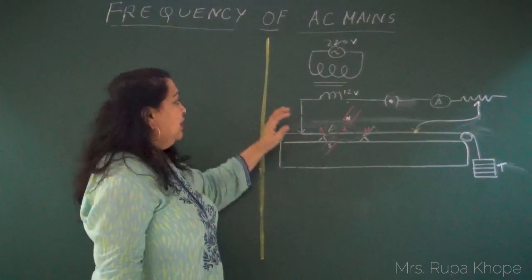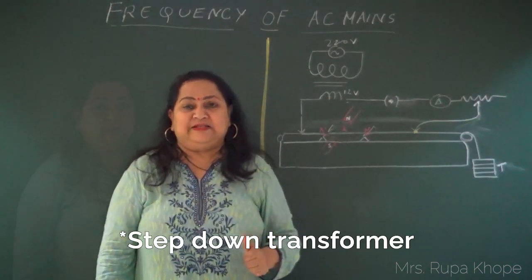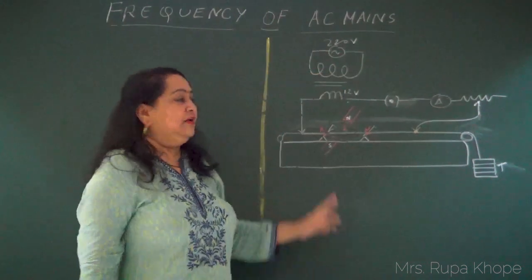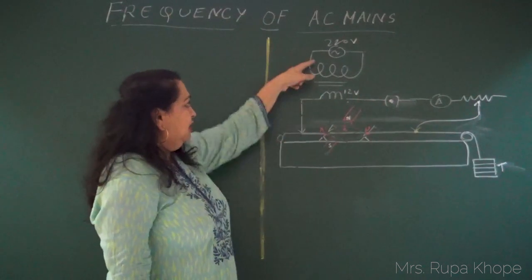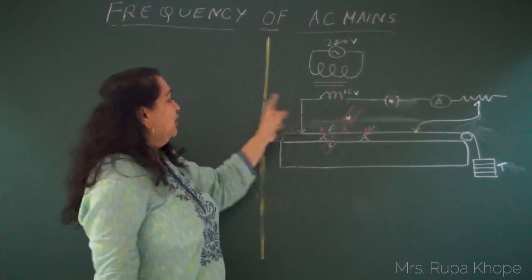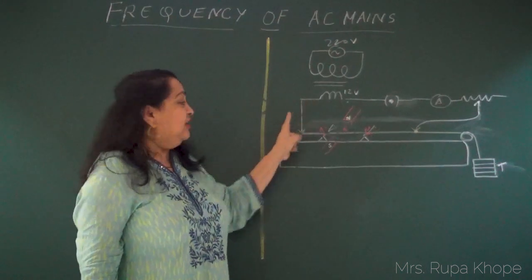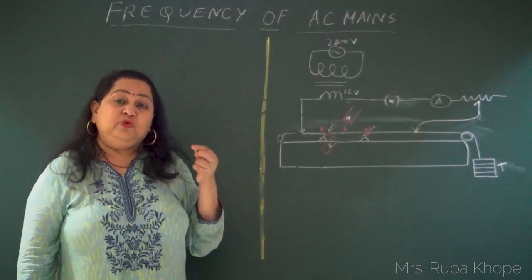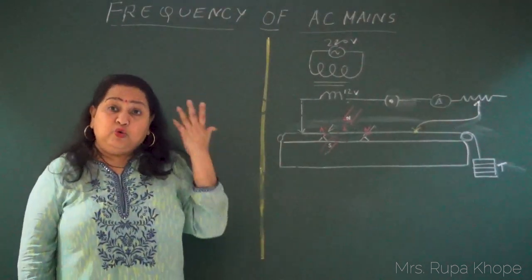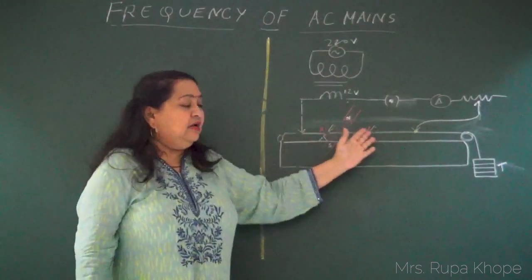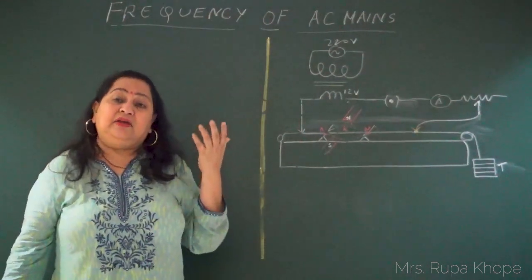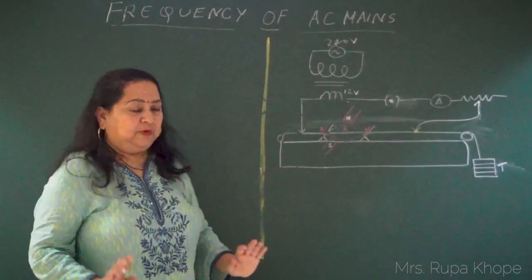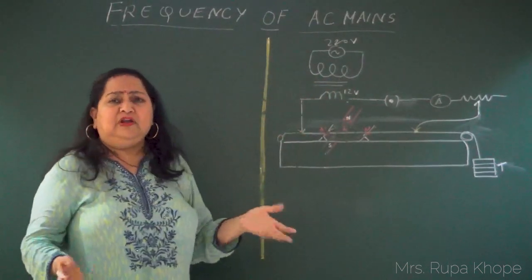Now what is the reason behind using a transformer? Means you are getting 220 volts. Think of it, if this transformer wasn't there and we were directly connecting this wire to the mains, what will happen? It will so happen that this is a live wire and you are passing a current through a live wire. So you may get a shock, excessive current, 220 volts AC. It may prove to be fatal, and therefore we are using a step down transformer. Required voltage is not more than 12 volts.